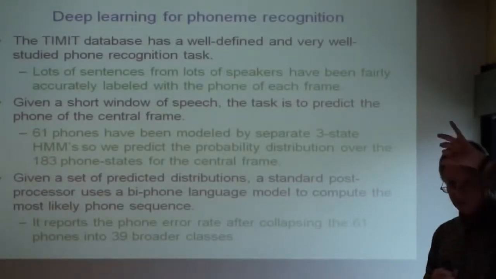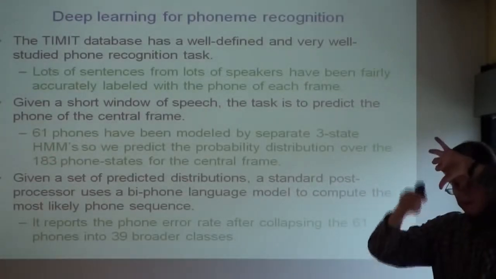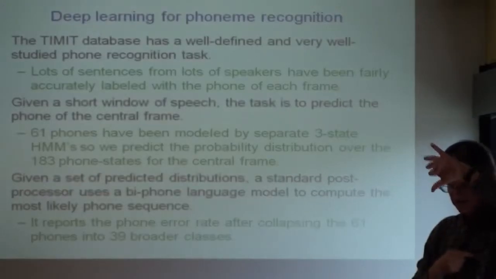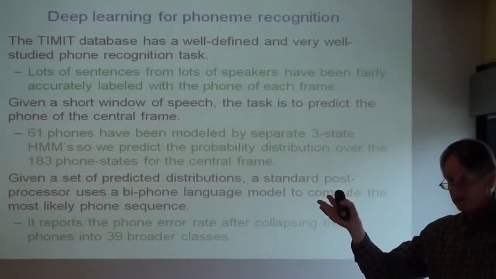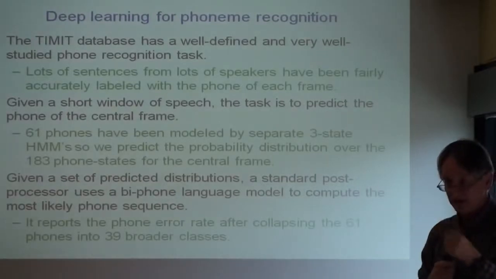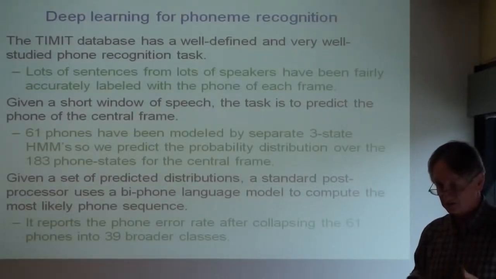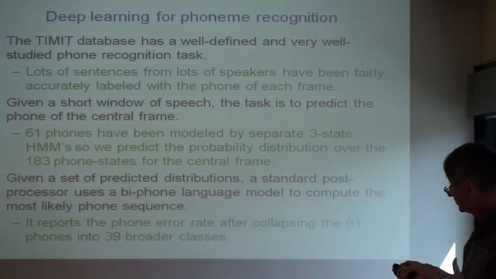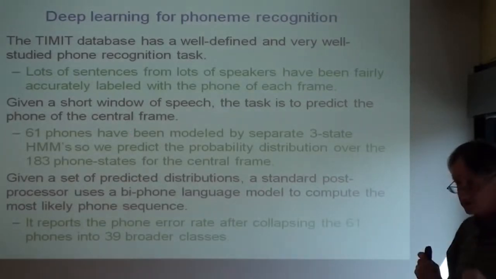If you give it a good distribution there, that sort of focuses on the right thing, then all the post-processing will give you back where the phoneme boundaries should be and what your phone error rate is. And that's all very standard. Some people use triphone models. We're using biphone models, which isn't quite as powerful.